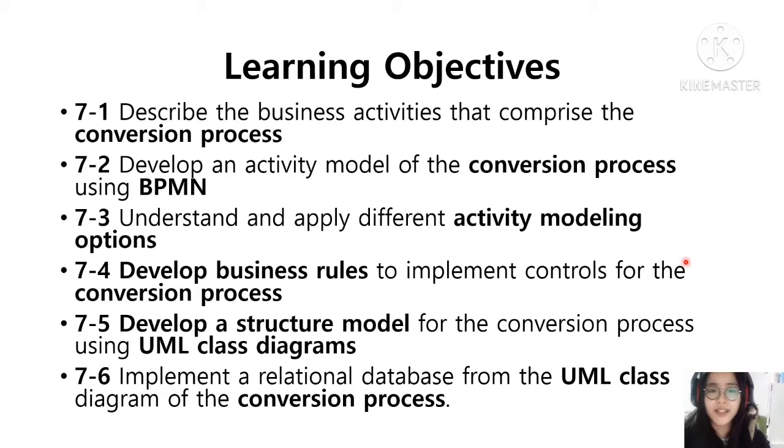Chapter 7 includes 6 learning objectives. We can learn how to describe the business activities that comprise the conversion process and then develop activity models of the conversion process using the REA model. Also, we can understand and apply different activity modeling options through this chapter.